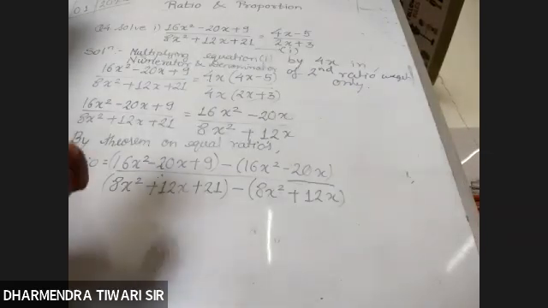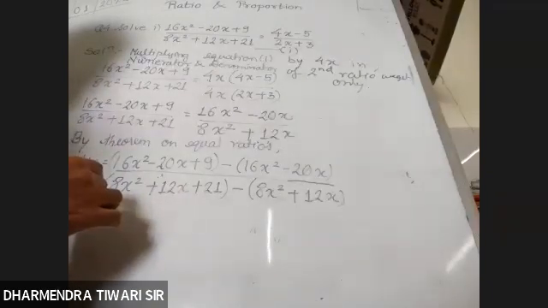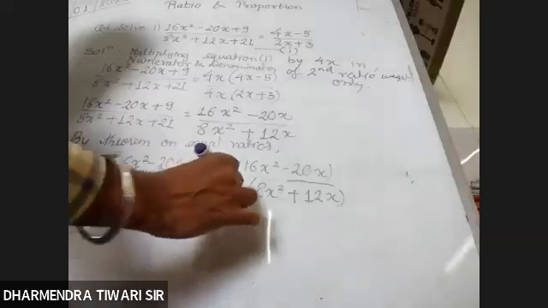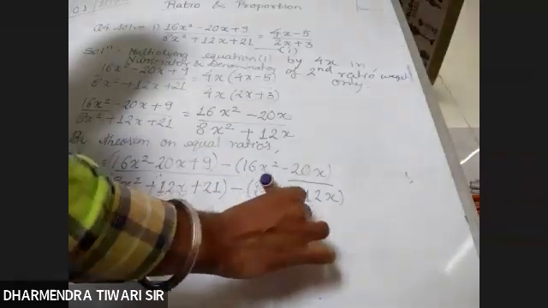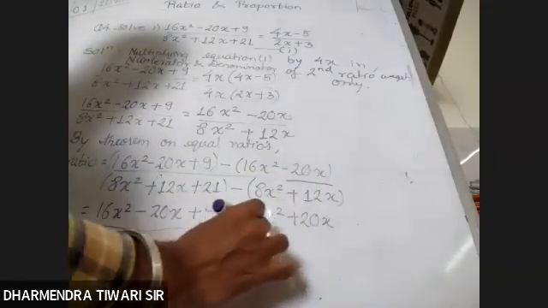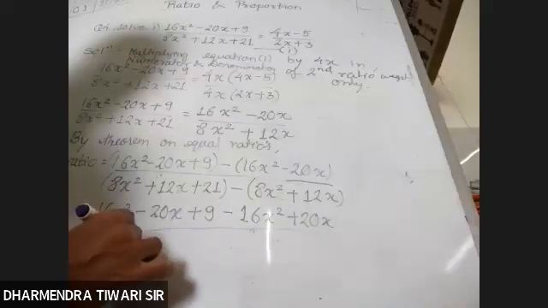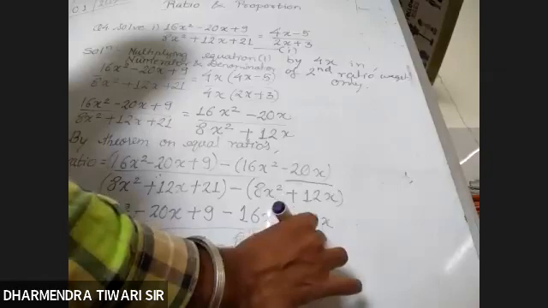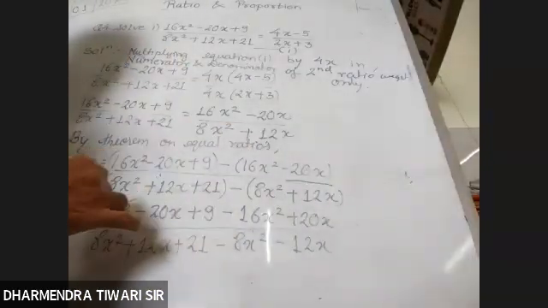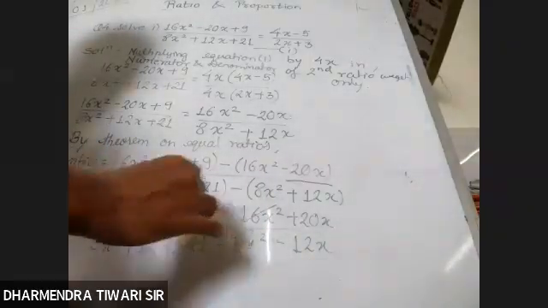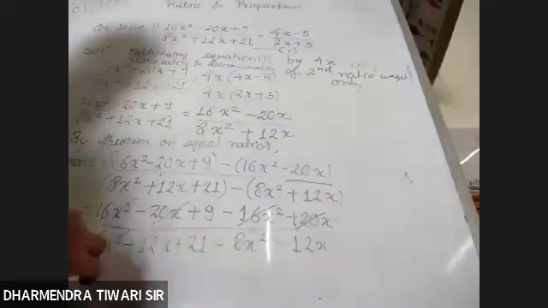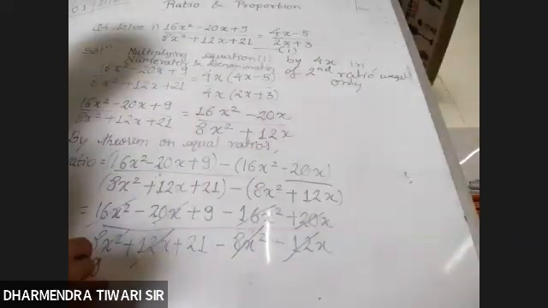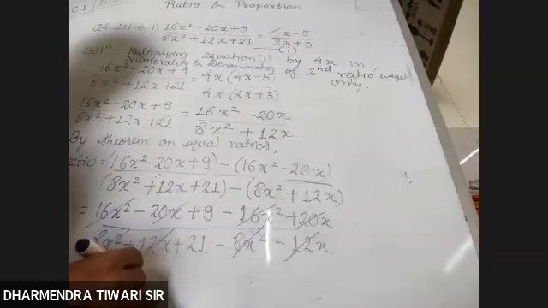Just open the bracket. We'll be cancelling the terms. 16x square minus 20x plus 9 minus 16x square plus 20x, divided by 8x square plus 12x plus 21 minus 8x square minus 12x. 16x square gets cancelled. 20x gets cancelled. Terms with opposite sign cancel. 8x square minus 8x square gets cancelled. Plus 12x minus 12x gets cancelled. What remains? 9 upon 21. 3 threes are 9, 3 sevens are 21.